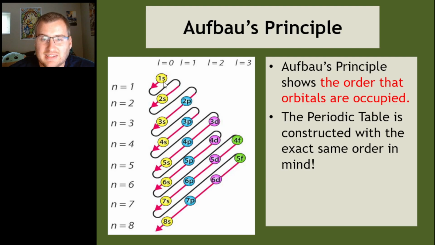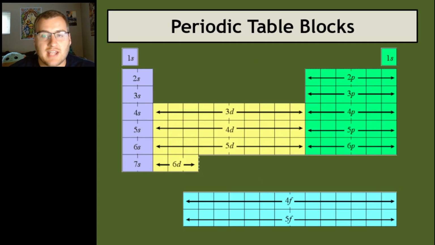The letter tells you what shape the orbital is, if it matters to you. The number in front tells you which energy level it's on: the first, second, third, fourth, etc. energy level. But now the periodic table was constructed with this exact same information. So your periodic table can actually be broken down into orbitals as well.